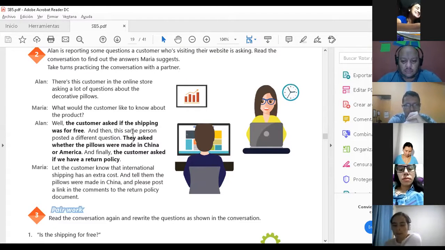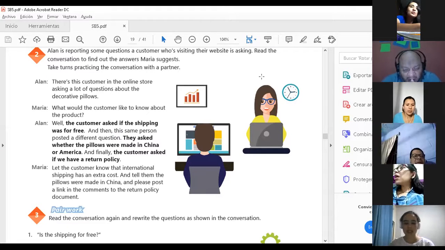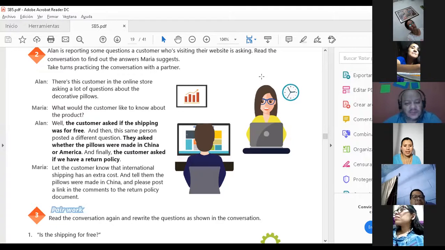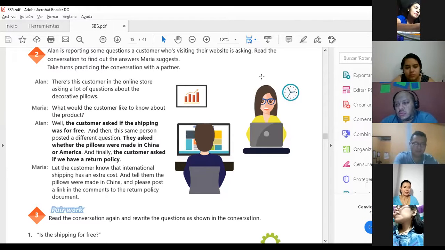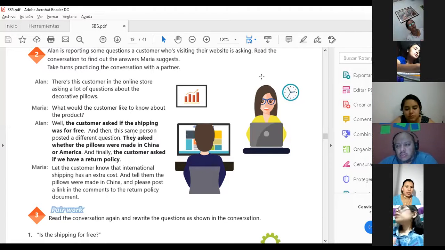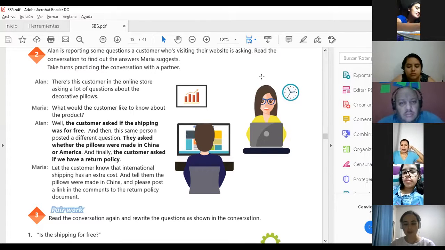They asked whether the pillows were made in China or America. Exactly. And finally, the A is not so strong. The customer asked if we have a return policy.